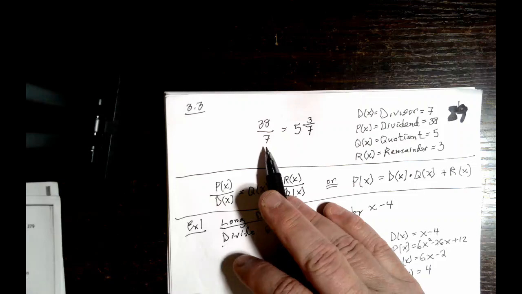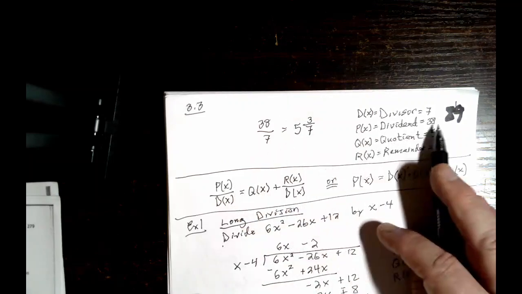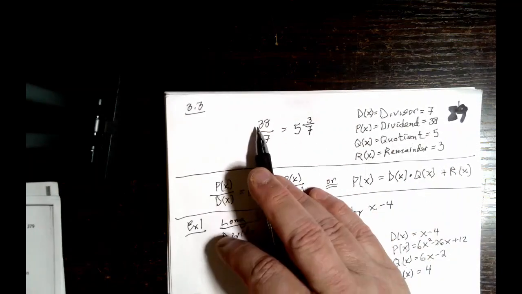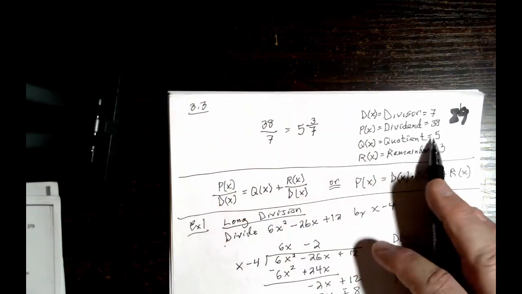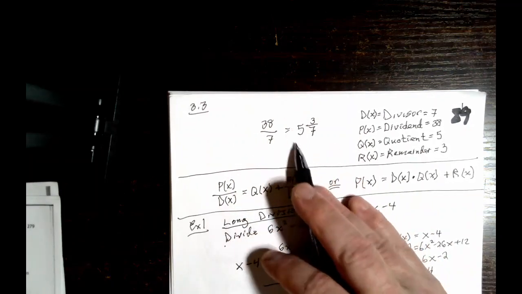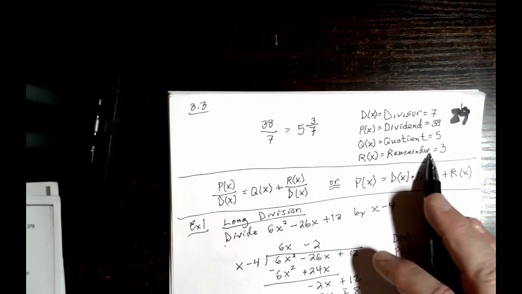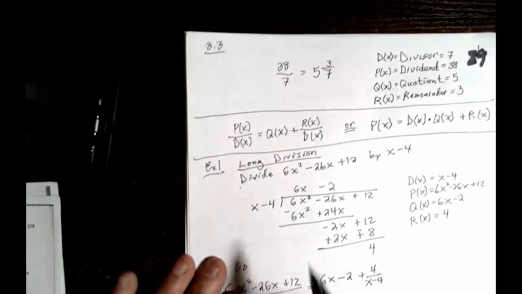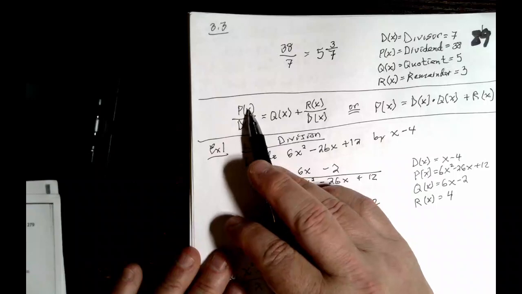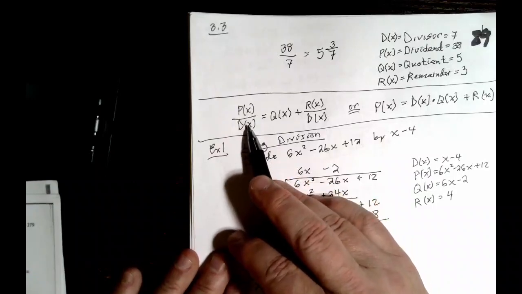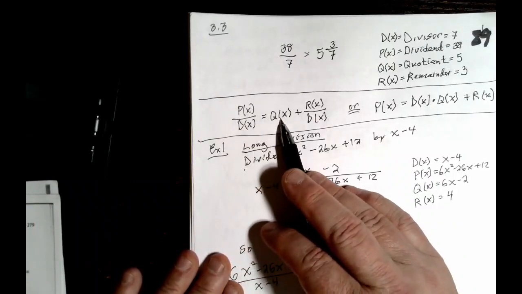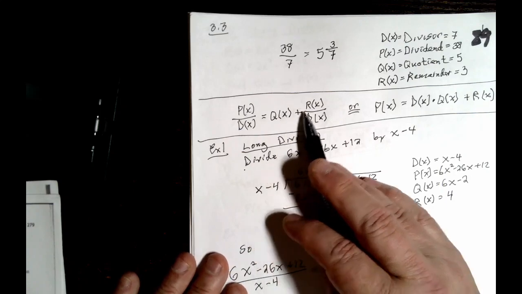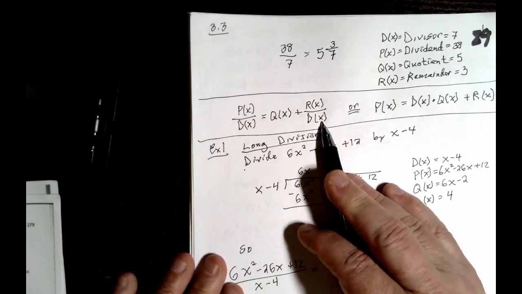Your divisor is your 7. Your dividend, it's what you're dividing into, 38. Your quotient is your answer, and your remainder is your numerator. Okay, so you've got dividend divided by divisor equals quotient, or answer, plus remainder over divisor.